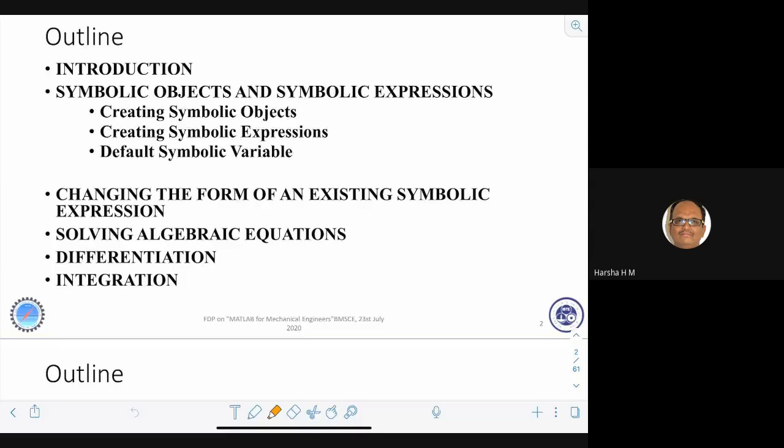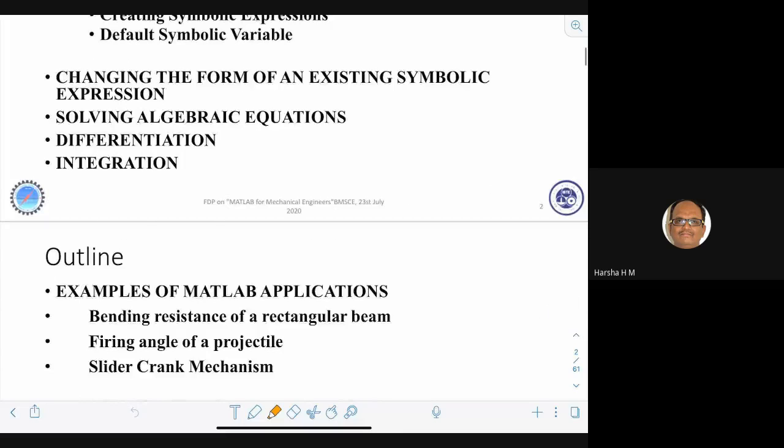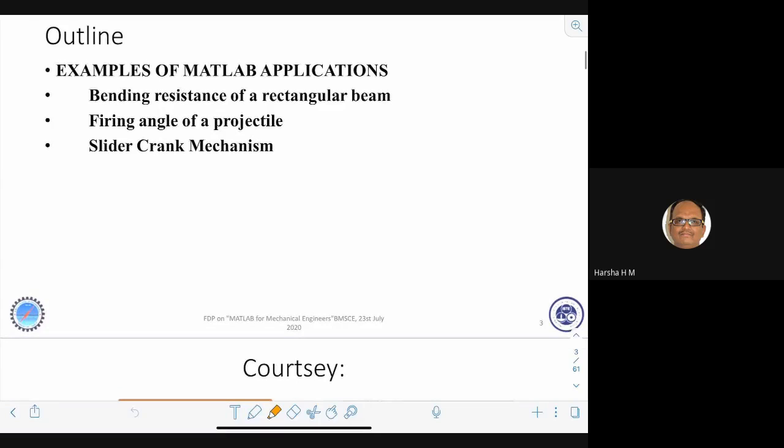How to create symbolic objects and expressions, then changing the form of an existing symbolic expression, solving algebraic equations, symbolic differentiation, and symbolic integration. Then we will look at a few applications: one is on bending resistance of a rectangular beam, the firing angle of a projectile using symbolic math, and the slider crank mechanism, covering both analytical and symbolic approaches to get solutions to these problems.